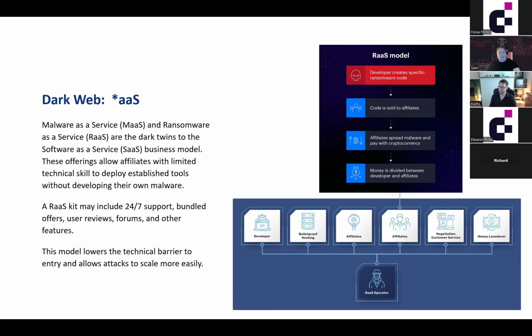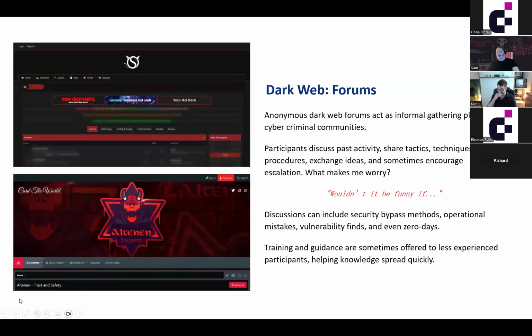Because you don't need the technical skill to build the stuff yourself, you can just use somebody else's. And quite often what they'll do is, I've got this target that I want to get, who I used to work for, so I'm going to use your software to do it. You can get 40% of the cut, that kind of thing.